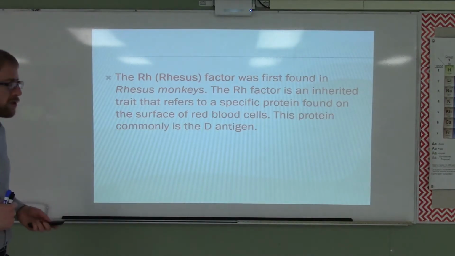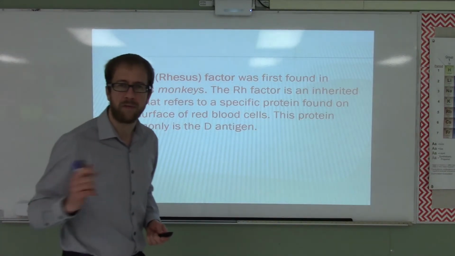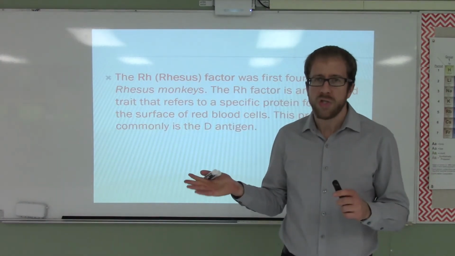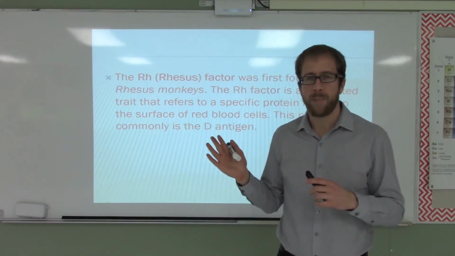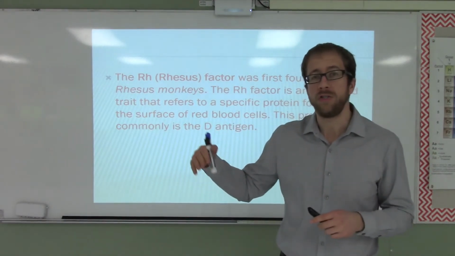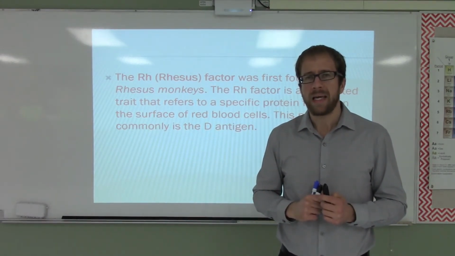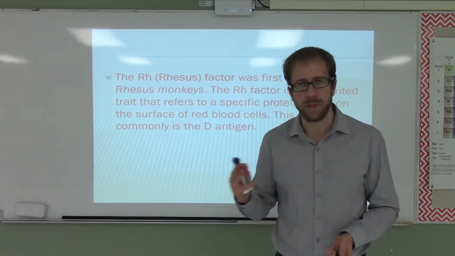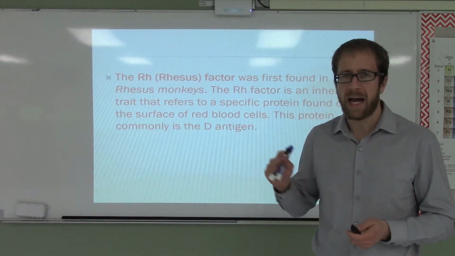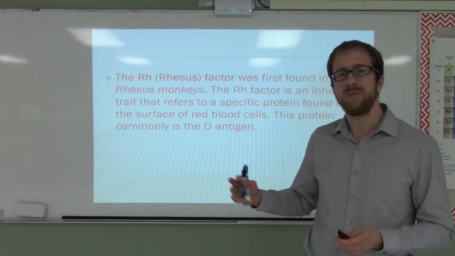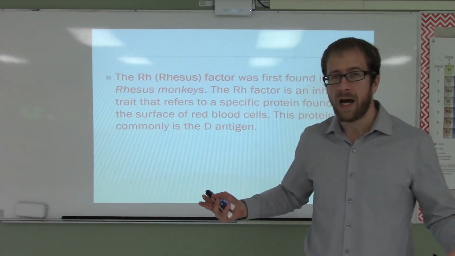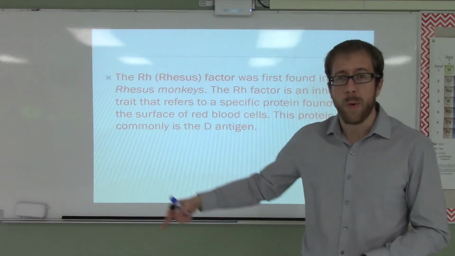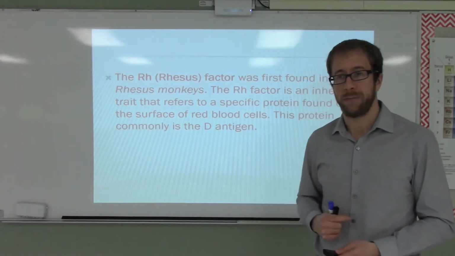Now, mainly we discovered it later because it does function a little differently. The first time you are exposed to type Rh positive blood, if you're Rh negative, you don't really have an immediate reaction because your body doesn't naturally produce anti-D antibodies. You need to be exposed to it once in order to produce those antibodies. So it's the second exposure that you would have a bad reaction.